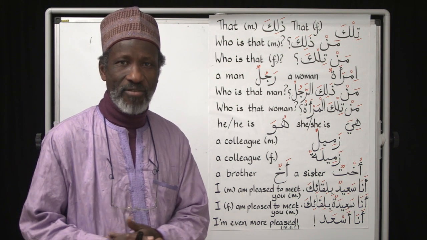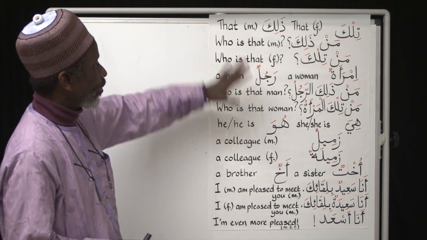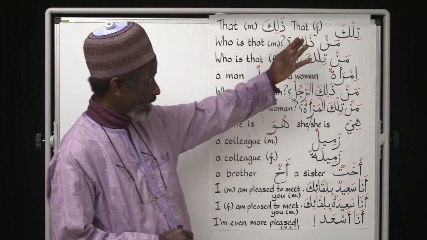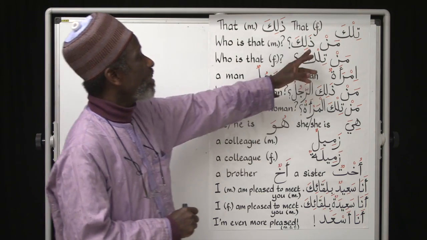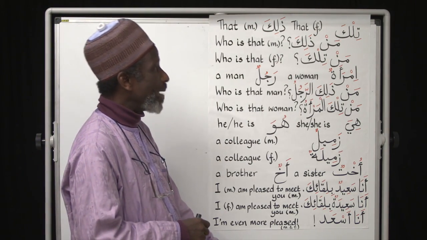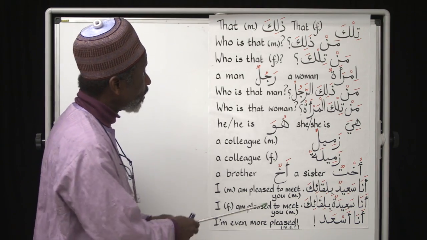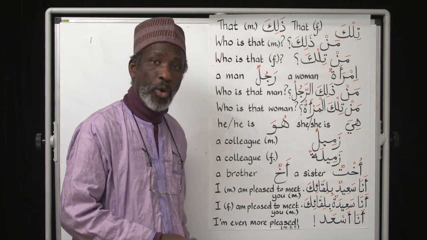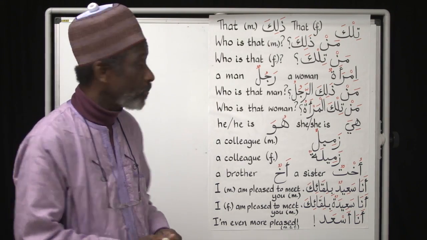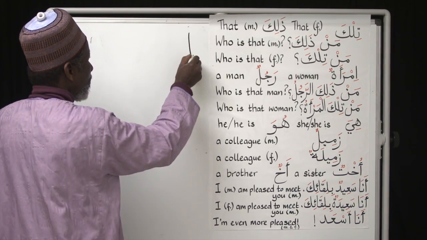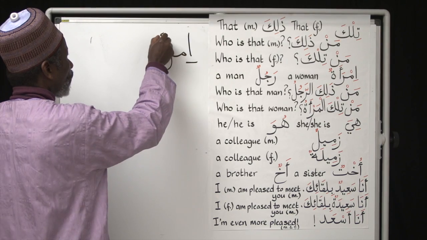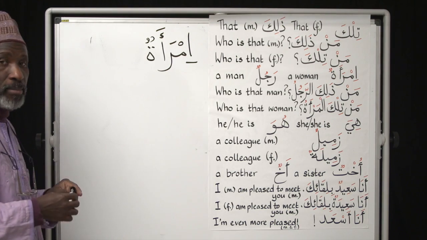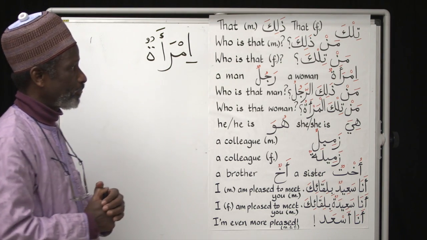A bit of extension and revision. On the board here you have dhaalika, that, and tilka, that is the feminine version. Man dhaalika, who is that? Man tilka, who is that, feminine. Now, new vocab for you, imra'atun, a woman. Remember that un at the end, imra'atun.